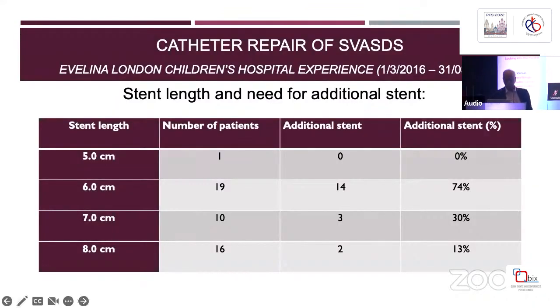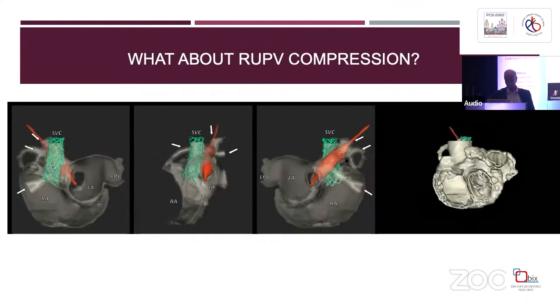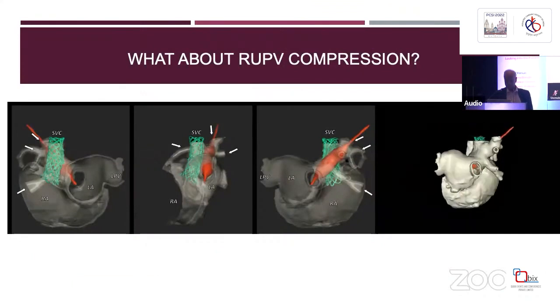And just a point about the length of the stents, the shorter the stents, the higher the need for an additional anchoring stent. So you can see here, if you use a 6-centimeter stent, there's a 74% incidence of requiring an additional stent. With a 7-centimeter stent, 30% of the cases needed an additional stent, and with an 8-centimeter long stent, only a couple of the patients required the additional stent. Right upper pulmonary vein protection, we've mentioned.